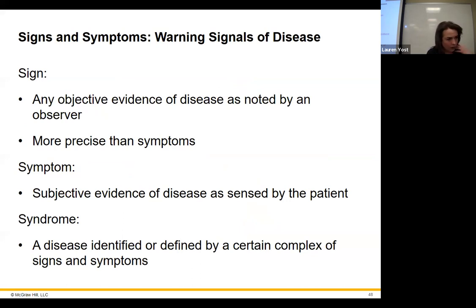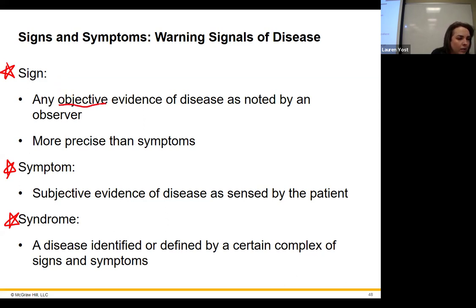Then we have signs and symptoms and syndromes. Okay, definitely know the differences between these. You will be expected to be able to tell the differences, okay? And give examples of each by choosing the right answer that's given to you. So we have signs. Don't worry, I'm going to go through this. It'll make way more sense after I do.